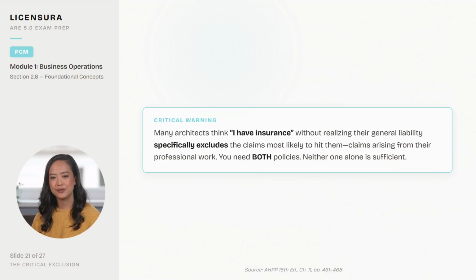A lot of architects think, "I've got insurance, I'm covered." But they don't realize their general liability specifically excludes the types of claims most likely to hit an architecture firm, claims arising from their professional work. That gap is where firms get into real trouble.